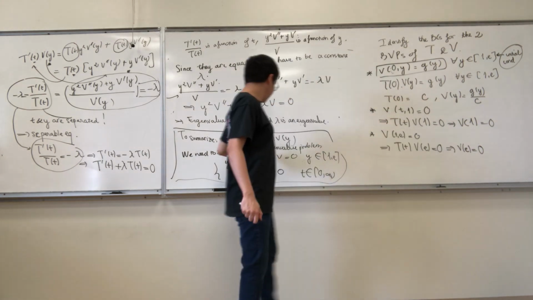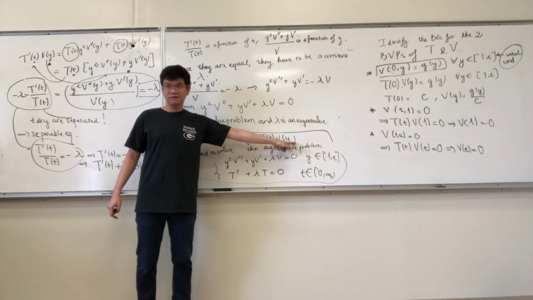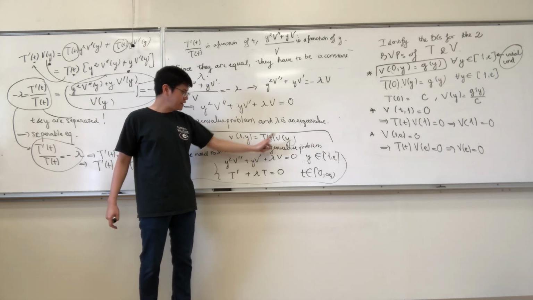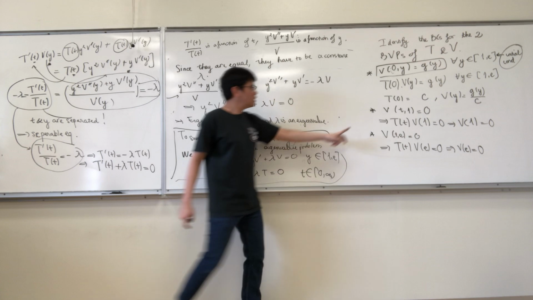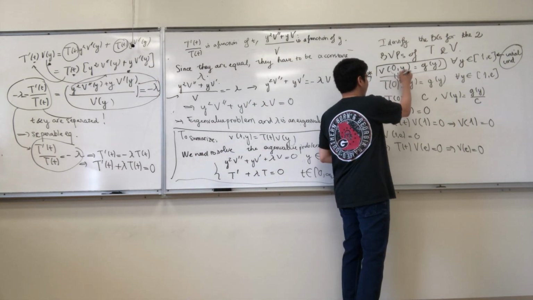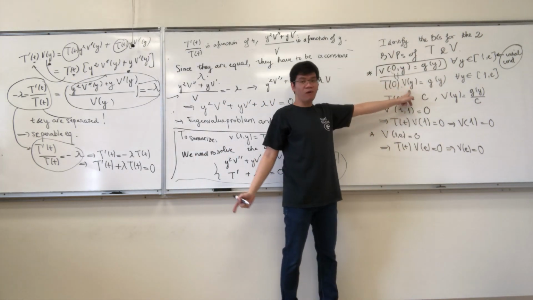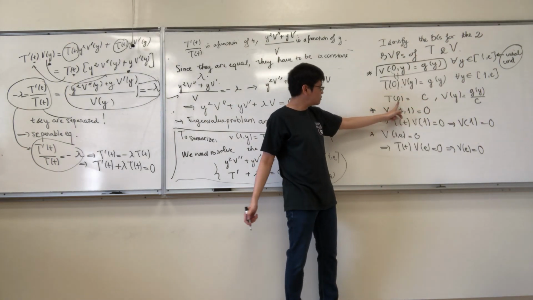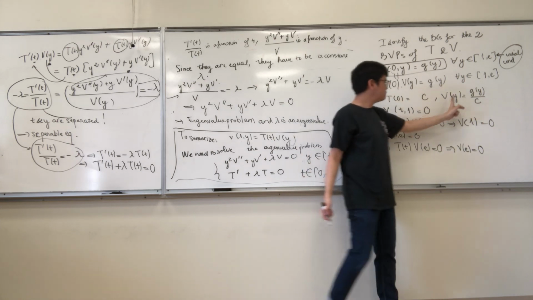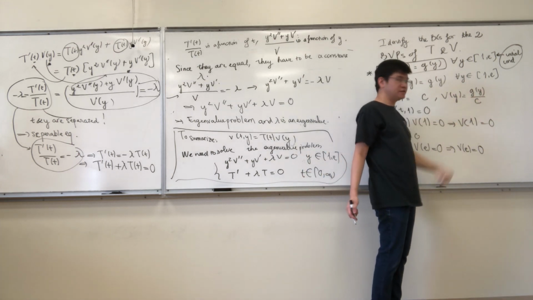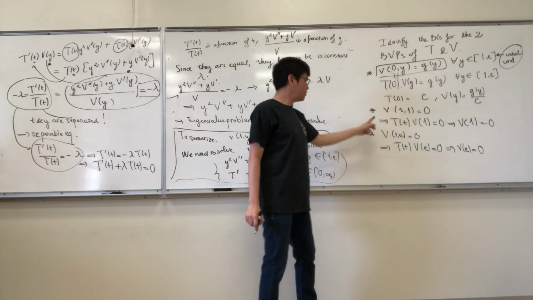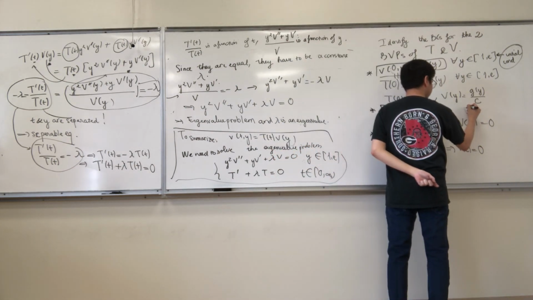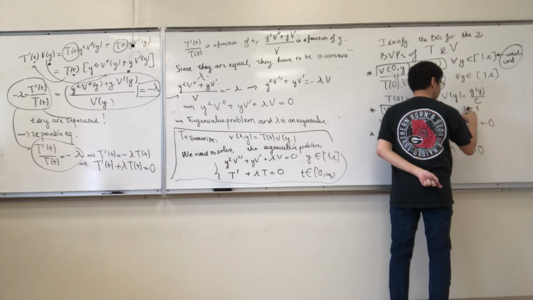So I'm going to replace this and that. v(t,y) is T(t)V(y). So in this case, this v(0,y) is T(0)V(y), and this is equal to g(y), right? Which means that T(0) is a constant C, and V(y) is g(y) over C, right? So this is the boundary condition at t equal to 0.